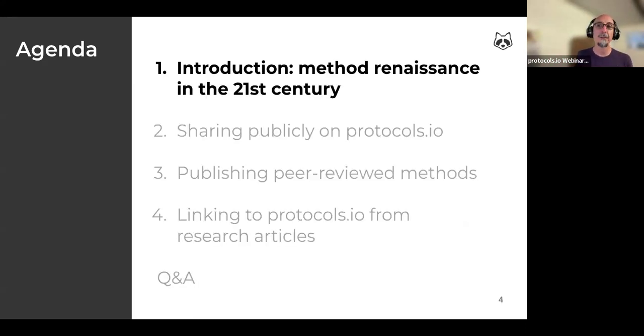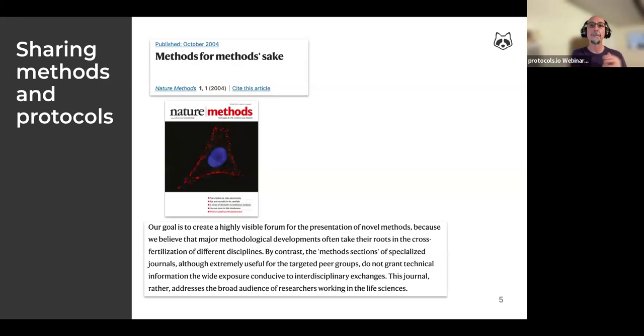So, for the first part, let's go a little bit back in history. The journal Nature Methods was actually started only 20 years ago in 2004. And the excerpt that you see at the bottom of this screen is from the inaugural editorial, in which the founding editor said that their goal was to create a highly visible forum for the presentation of novel methods, because major methodological developments take their roots in the cross-fertilization of different disciplines.